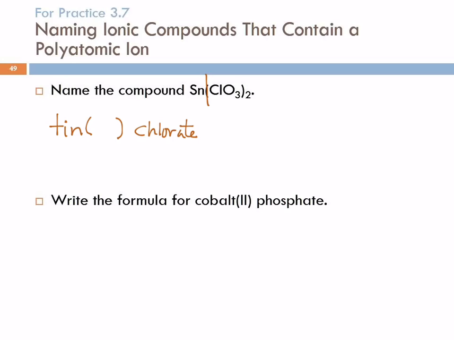No, it doesn't. There's parentheses on this one, right? We haven't seen those yet. Why are there parentheses there? Because there's 2 of them. So if we wrote this without the parentheses, that looks like 1 tin, 1 chlorine, and 32 oxygens, right? Is that what I meant? No. We put parentheses around polyatomic ions when we have more than one of them to avoid confusion like that.